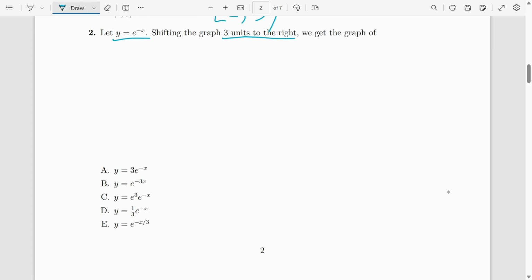So let's rewrite the top function. I'm going to rewrite it a little differently so it's clear what's going on. It's e to the power of negative x. I'm going to leave some room here for something that I'll explain right now.